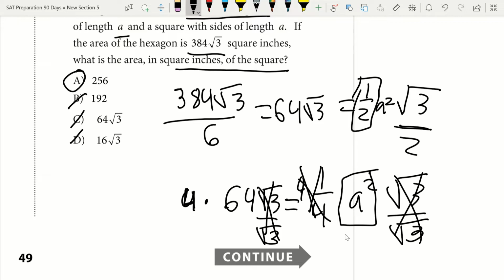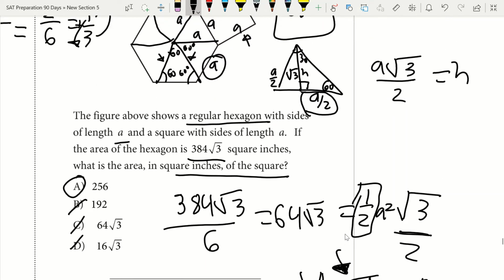That's important. Notice how I stated up top I wanted to solve for A squared. As soon as I got it, I stopped. I didn't solve for A. I only solved for what I needed to solve for. That's a big thing with the SAT math section. There are some people who keep on solving even when they don't need to, and that's a waste of time, a waste of energy, and it's not efficient. So we don't do that. We stop when we need to stop. So we stop at A squared. 4 times 64 gives us 256.